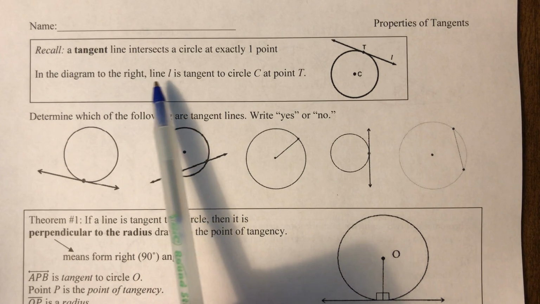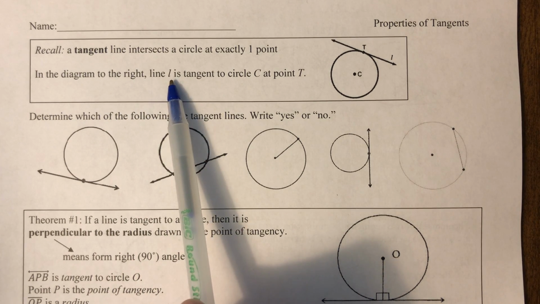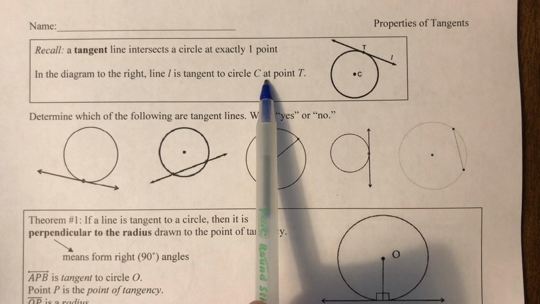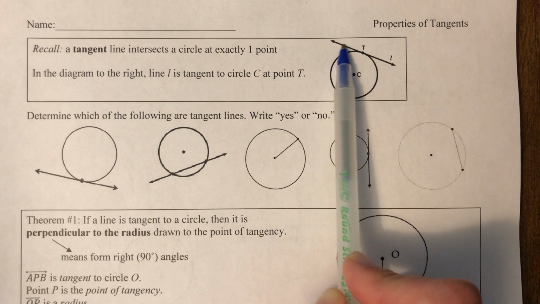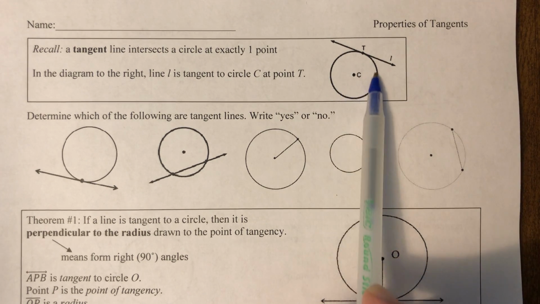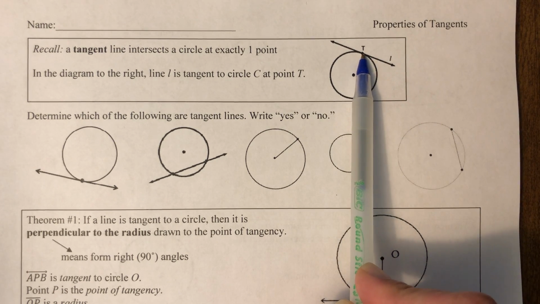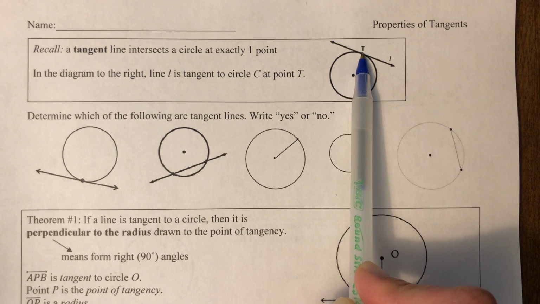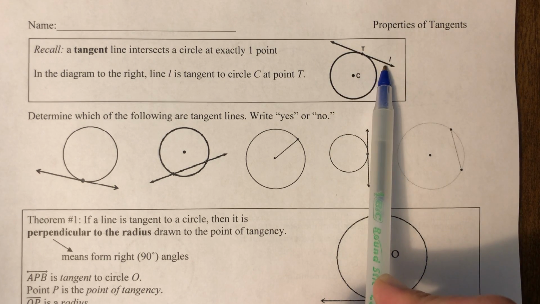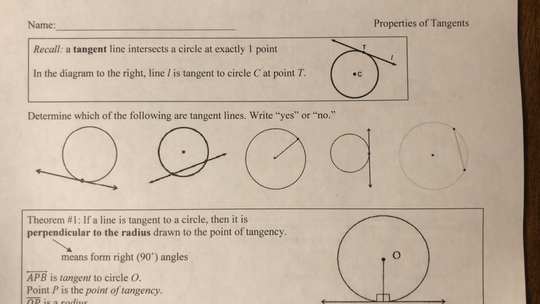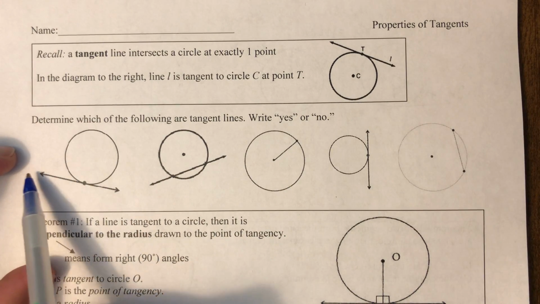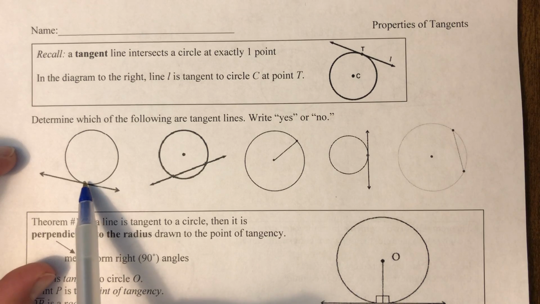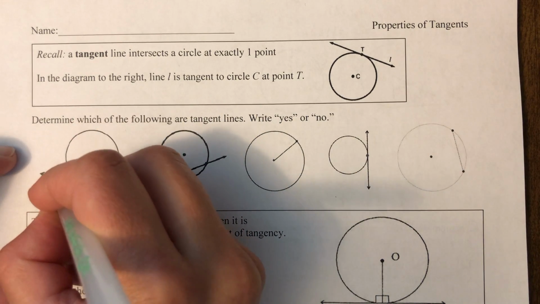So in the diagram below, to the right, line L is tangent to circle C at point T. So here's line L. It's tangent because it hits this circle exactly once at T. Okay? That's outside that circle. So determine which of the following are tangent lines. Write yes or no. All right, so here I see a line. It's outside my circle. It hits one time, so that's a yes.